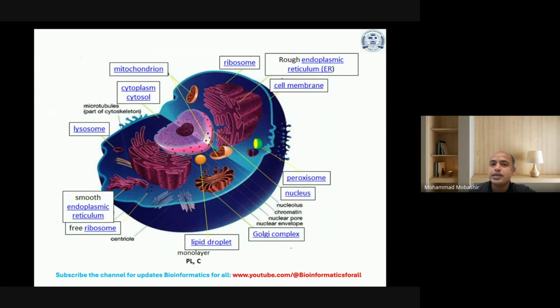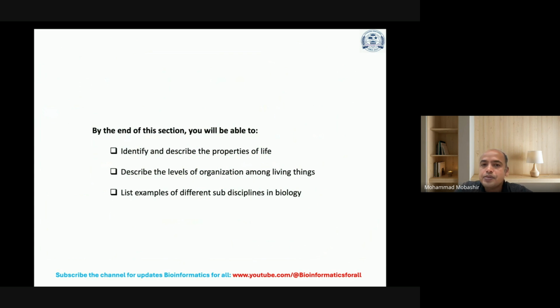And in that case, when I finish this particular tutorial, especially this sub lecture, by the end of this section, you will be able to understand, identify and describe the properties of life. And this is what I'm going to present today. Then describe the levels of organization, which will be the next part, and some examples of different subdisciplines in biology like botany, geology, mycology, and many more things.